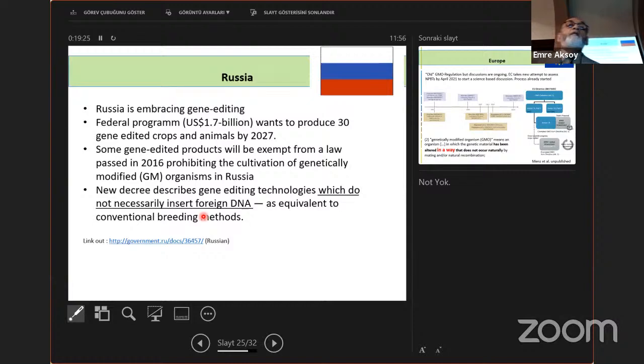In Russia, the federal gene editing program wants to produce 30 gene-edited crops and animals by 2027. Some gene-edited products will be exempted from a law passed in 2016 prohibiting the cultivation of genetically modified organisms in Russia. A new decree describes gene editing technologies which do not necessarily insert foreign DNA as equivalent to the conventional breeding method.